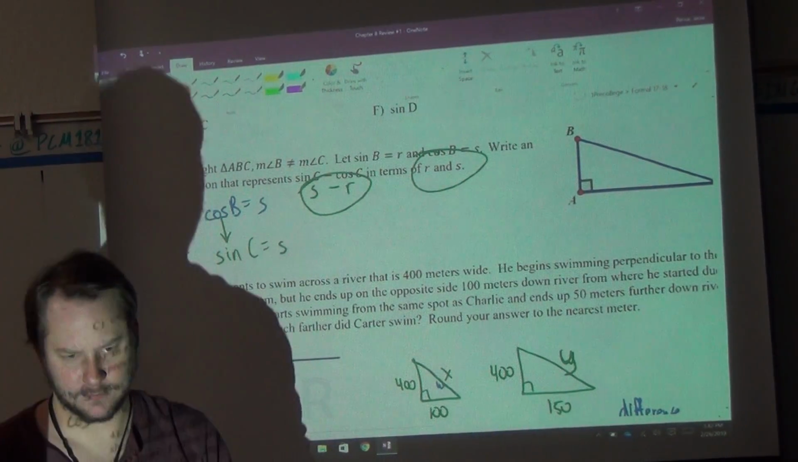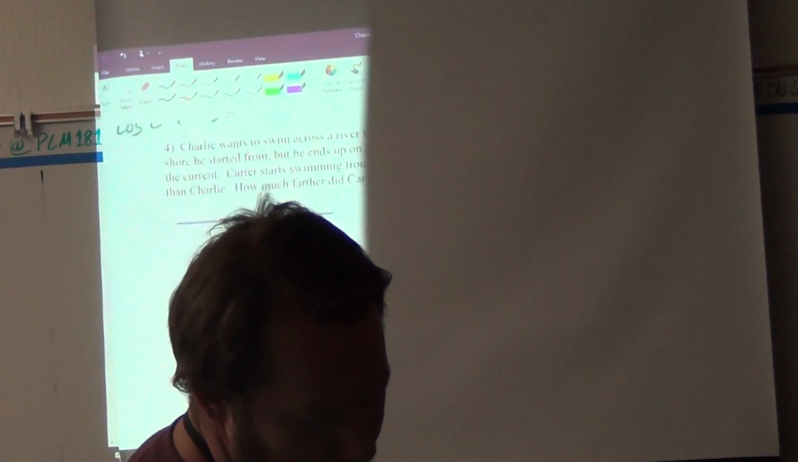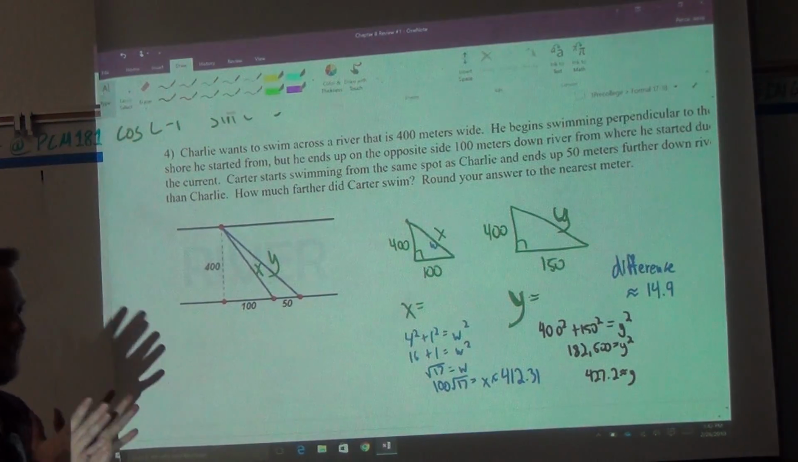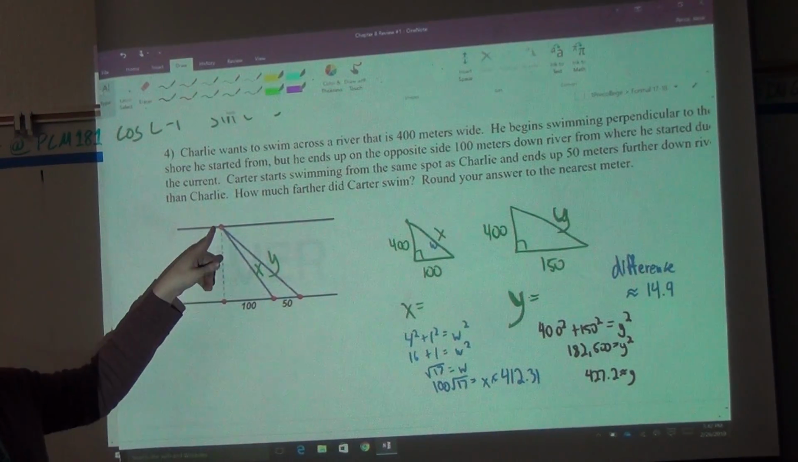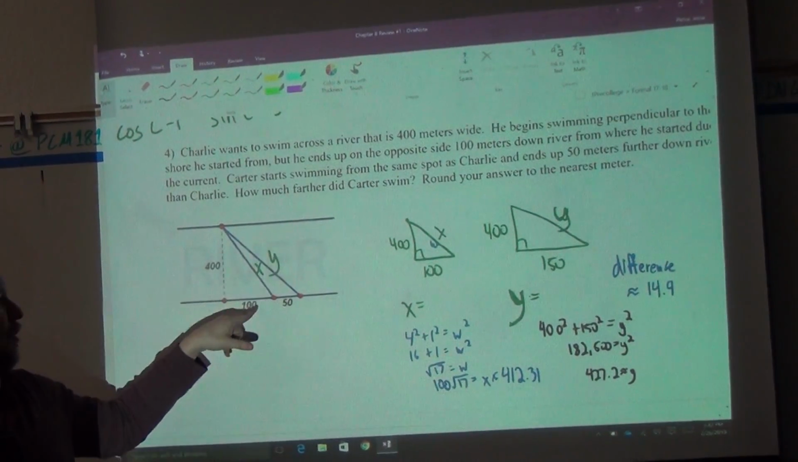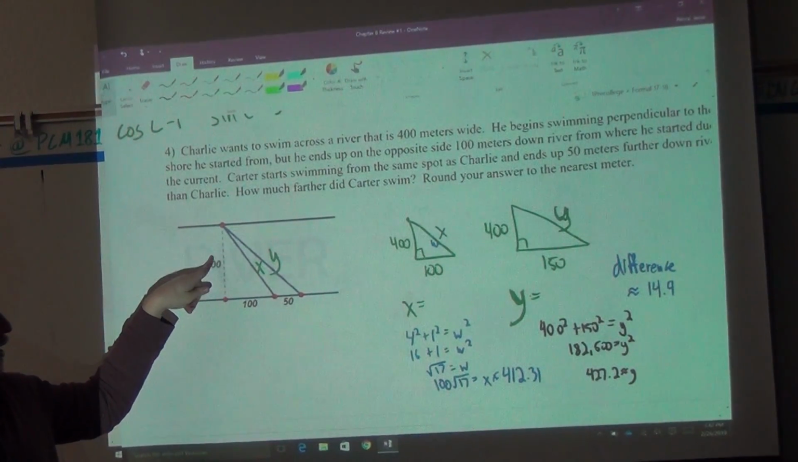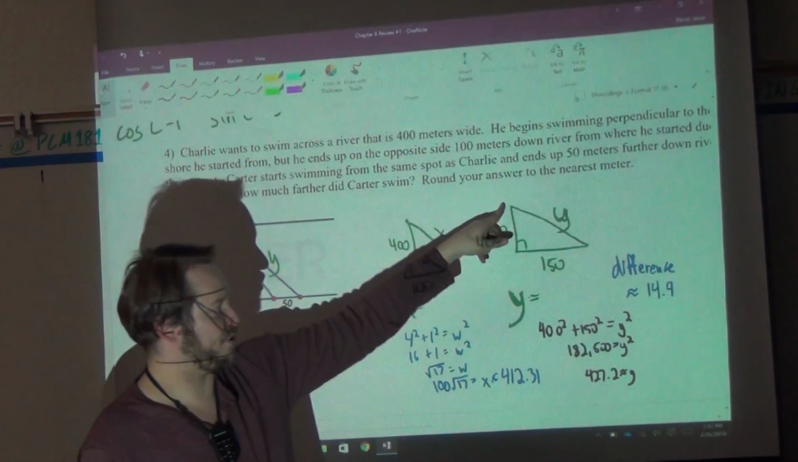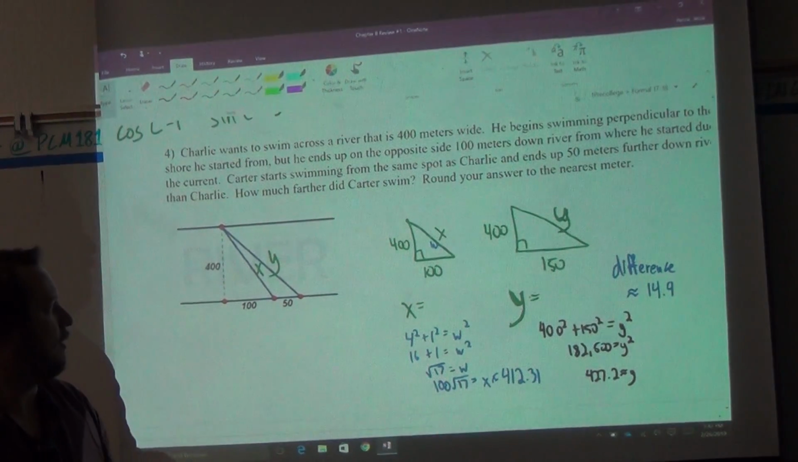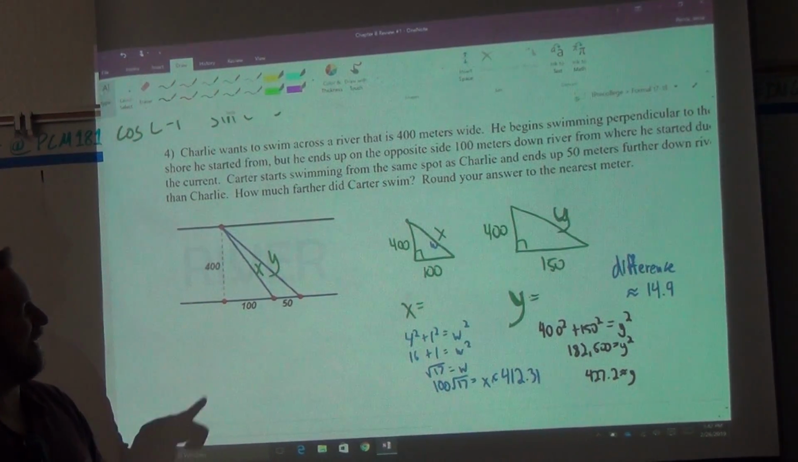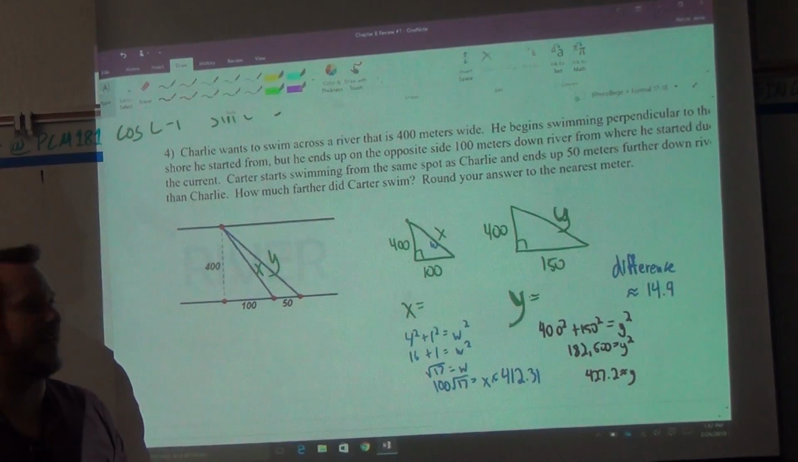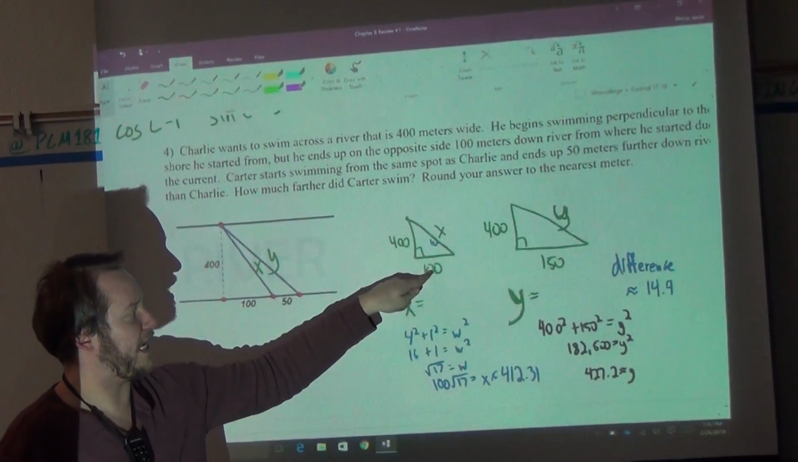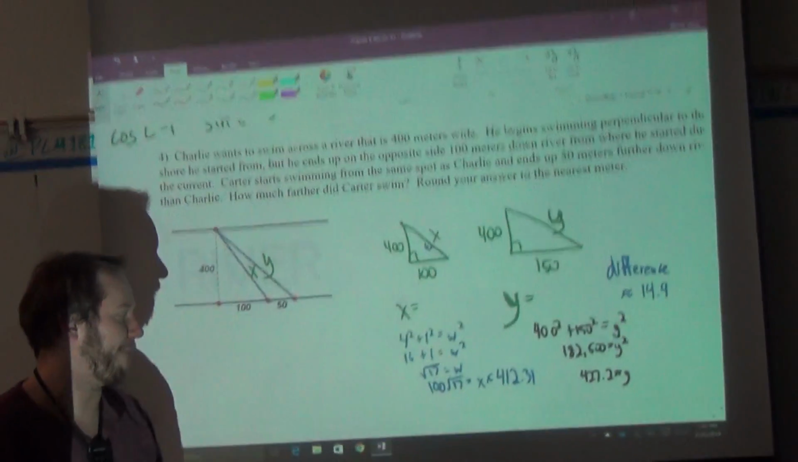Here's number 4. This is not as similar to problems we've done as you might think. Once you start and you acquaint yourself with the problem, got the 100 here, the 400 here, hopefully you're able to draw this second triangle. It looks like you're going to need right triangle trig. It seems like you might need sine, cosine, and tangent. But because you already have the two sides, you can just jump to Pythagorean theorem.